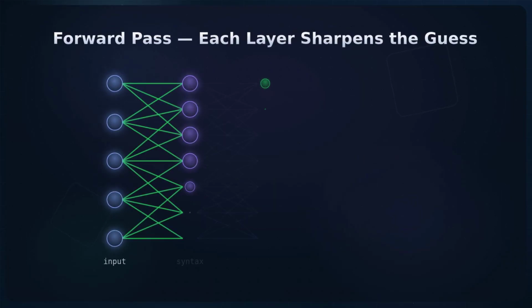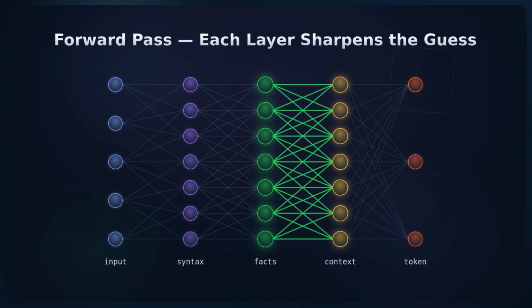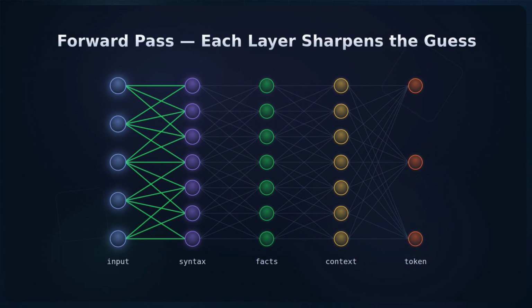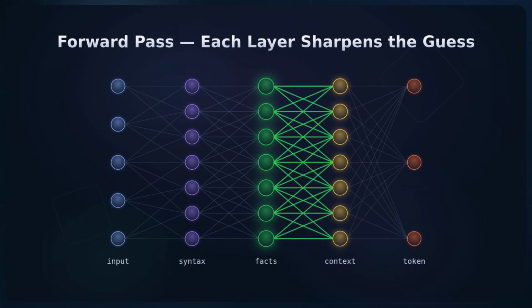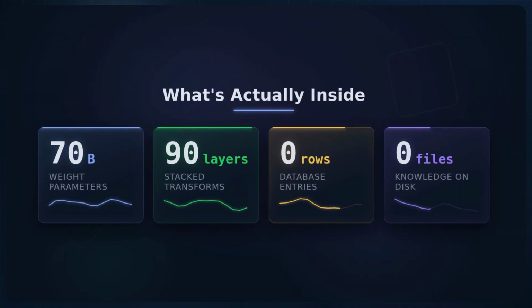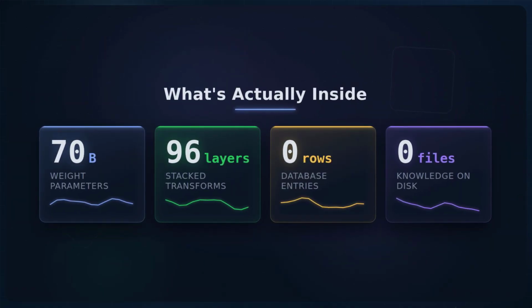This does not happen in one pass. It happens in dozens of stacked layers. Early layers settle grammar and syntax. Middle layers assemble facts and relationships. Late layers converge on the actual next token. Each layer takes the previous layer's rough guess and sharpens it.